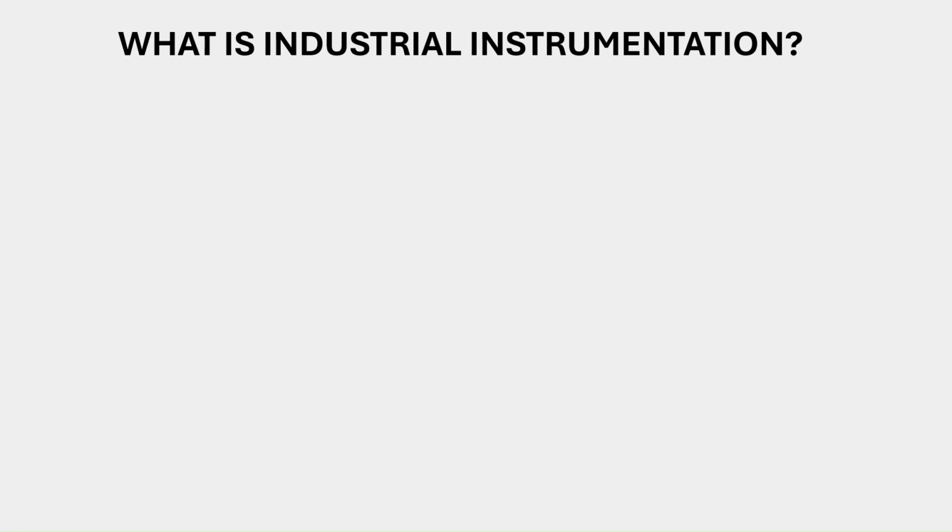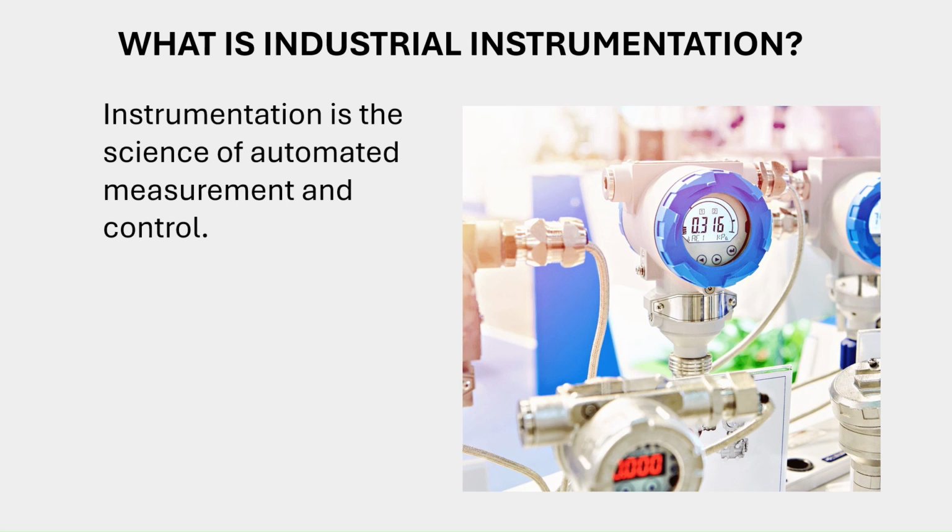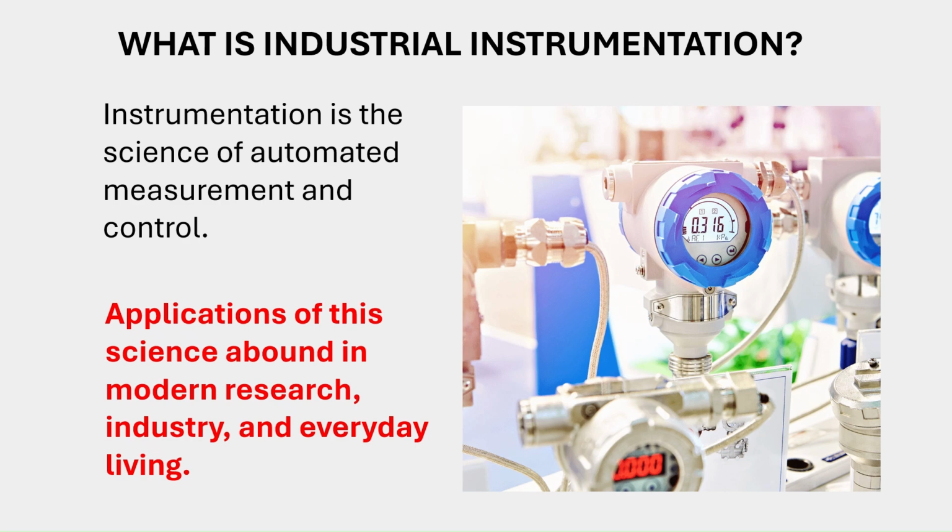So what is industrial instrumentation? Instrumentation is a science of automated measurement and control. In simpler terms, it's about using instruments to measure variables like pressure, temperature, flow, or level, and using that information to control processes automatically. It's not just about reading numbers, it's about ensuring consistency, safety, and efficiency in the operation of refinery floors and water treatment plants, because instrumentation keeps things steady and predictable.